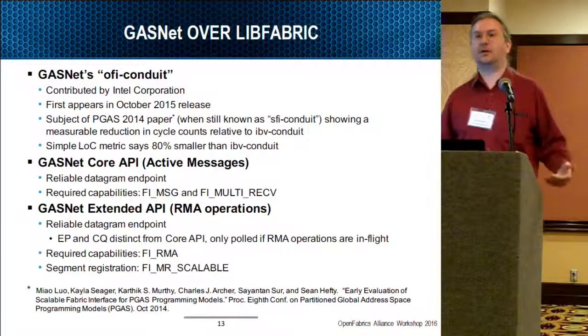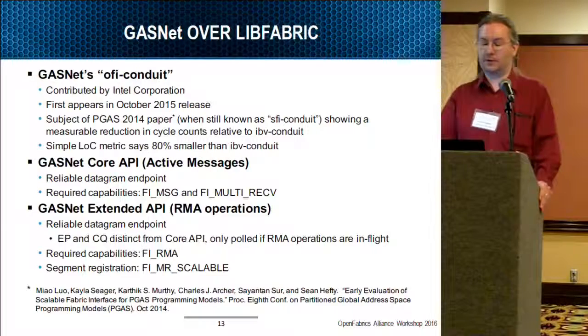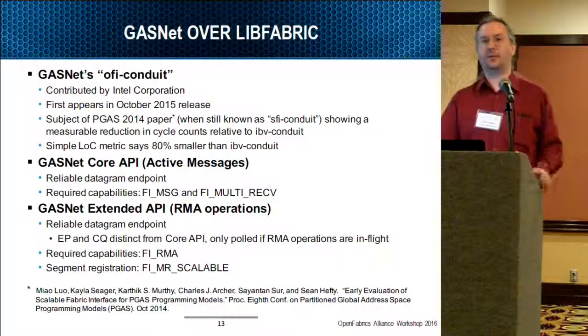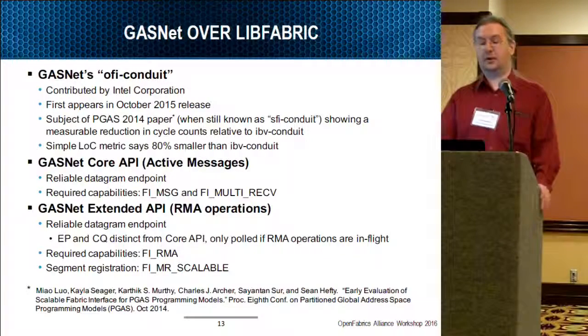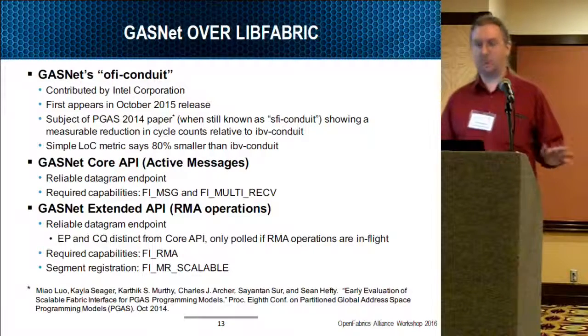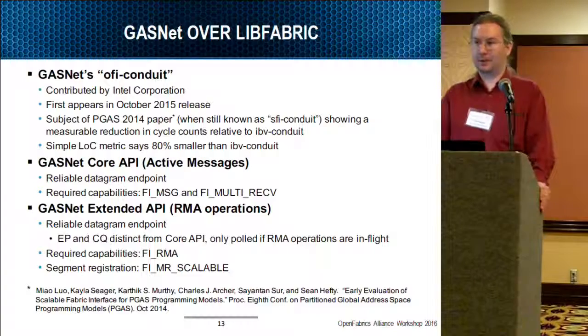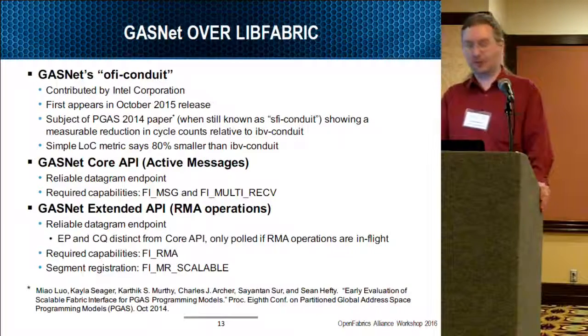That's expressed not only in the cycle counts as they measured and reported in that paper, but also a simple lines of code metric shows that at this point the IBV conduit is 12,500 lines and the OFI conduit is 2,500. So that's an 80% reduction. I can't say that they're exactly feature compatible or feature equivalent. And one's much younger and hasn't had time to grow workarounds for buggy providers and things like that.